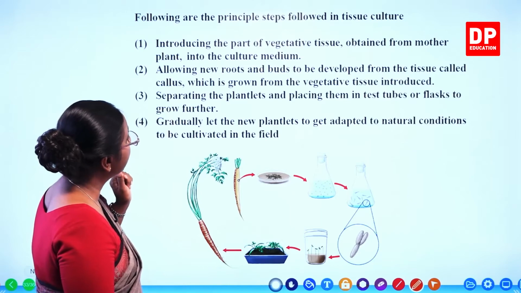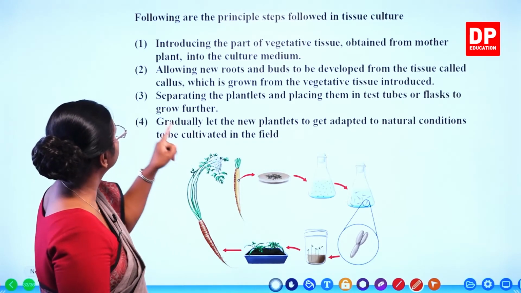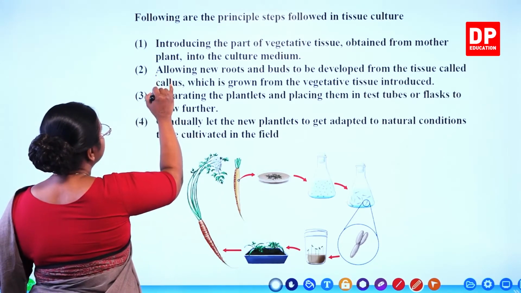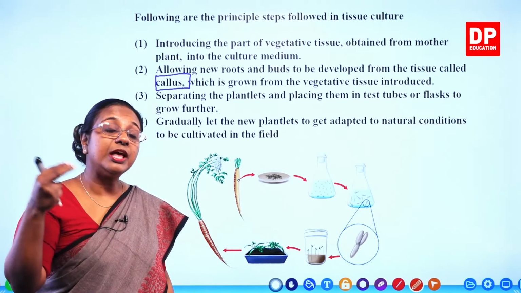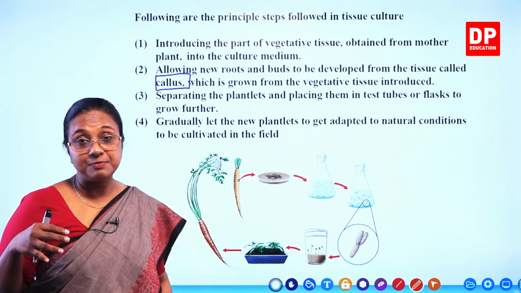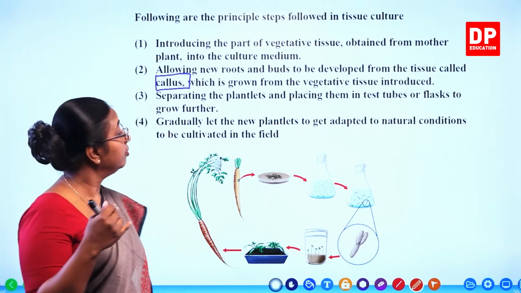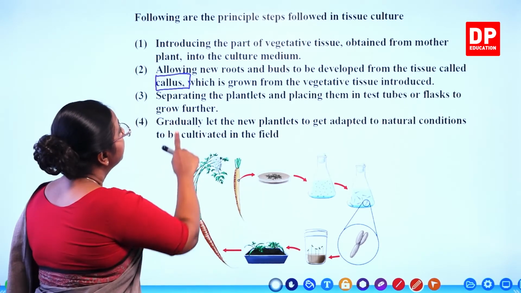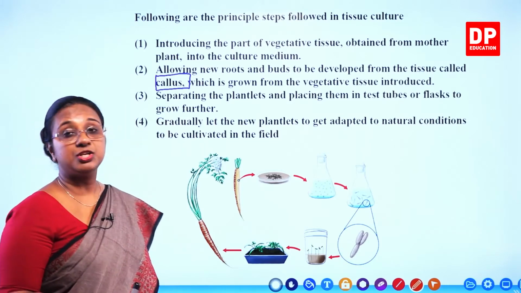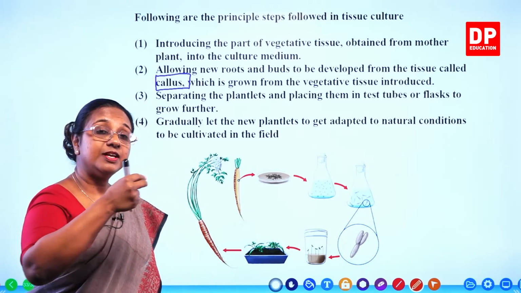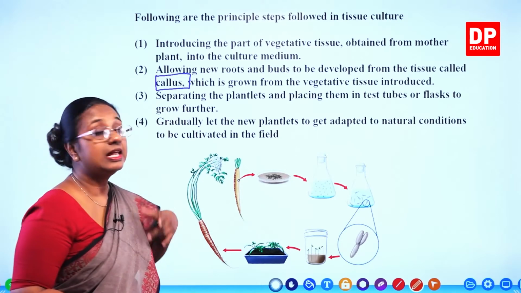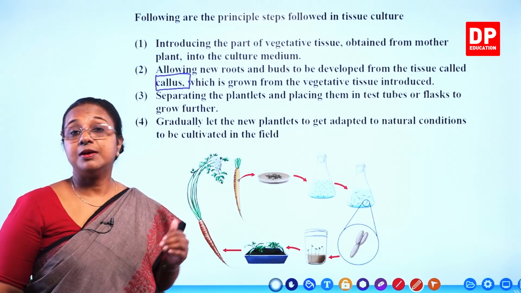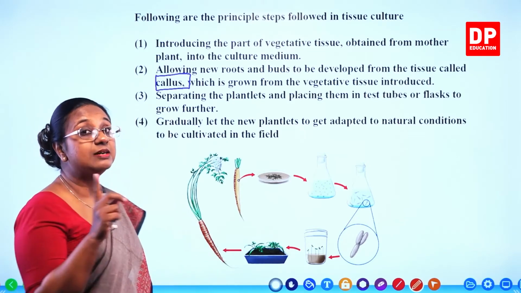Allowing new roots and buds to develop from the tissue called callus. This is something you need to remember. So, the callus is the tissue that you obtain from the parent plant. That is what we are trying to develop into a new plant, which is grown from the vegetative tissue introduced. So, you take a vegetative part, you introduce it to the culture medium, then we call it the callus. That will develop into the clone. So, the terms are important.